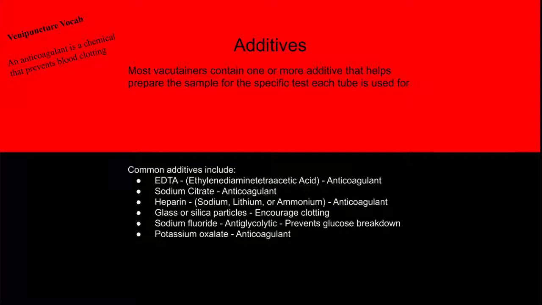Most vacutainers, excluding sterile tubes and blood culture tubes, contain some sort of additive. The additive can either be a chemical or more physical in nature. A chemical additive would include one of the many types of anticoagulants. What an anticoagulant does is it prevents the clotting of blood. This is done through several different methods. Another, more physical additive would be silica or glass particles that will actually start the clotting process for the blood. This is used in the red top tube.